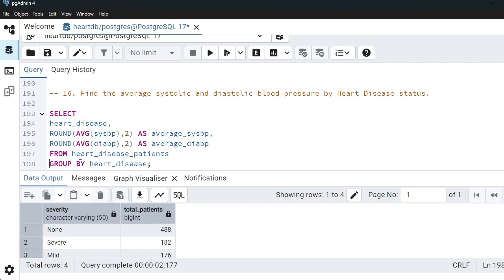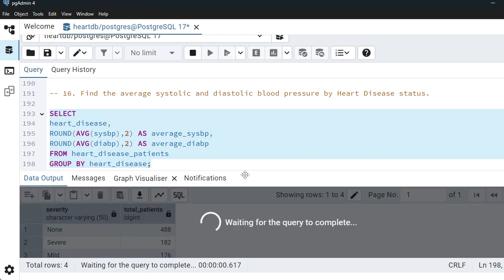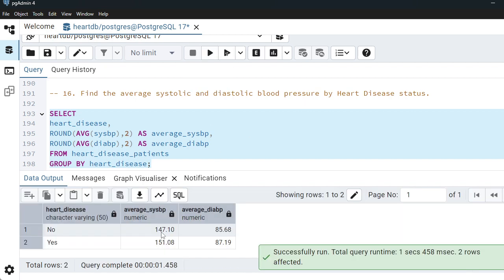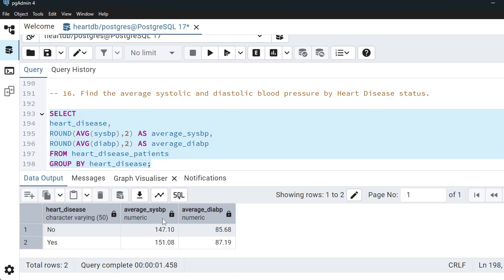Then from the heart disease patients, grouped by heart disease. So now if I run this, this is going to give me the diastolic blood pressure by the heart disease status. So if I run this now, I'm going to have it. So we have the average of every one of them, average systolic and diastolic blood pressure for each heart disease status. So this is the information for all of them.